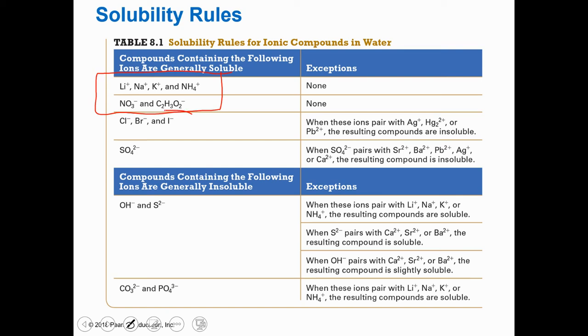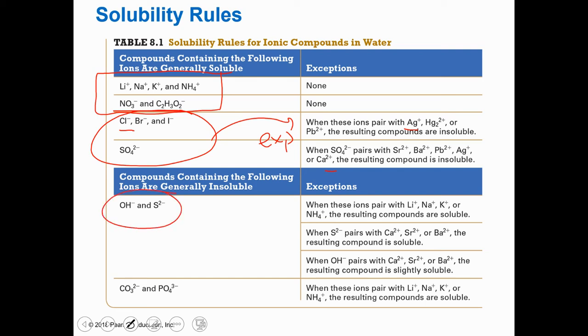Then these are also soluble with some exceptions. So for example, if I look here, if chloride is paired with silver, it is insoluble. So if any of those are paired with silver, mercury, or lead, they are insoluble. Sulfates are generally soluble unless they are paired with strontium, barium, lead, silver, or calcium.